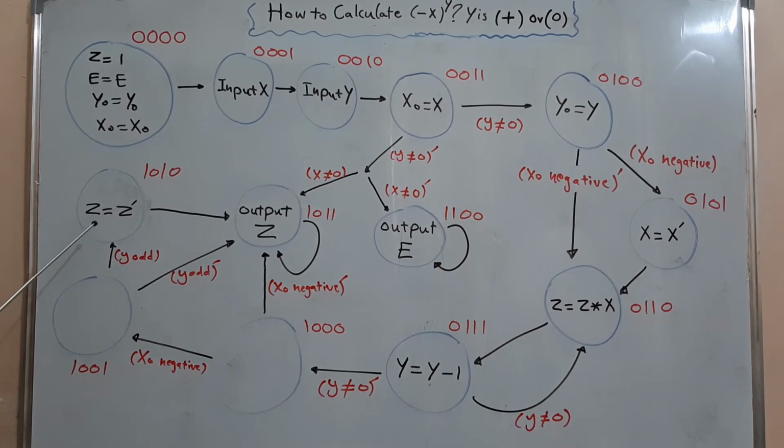In this step, z is equal to z inverse. And after this step, the output of z will occur. And this step will return to itself spontaneously without following any condition.